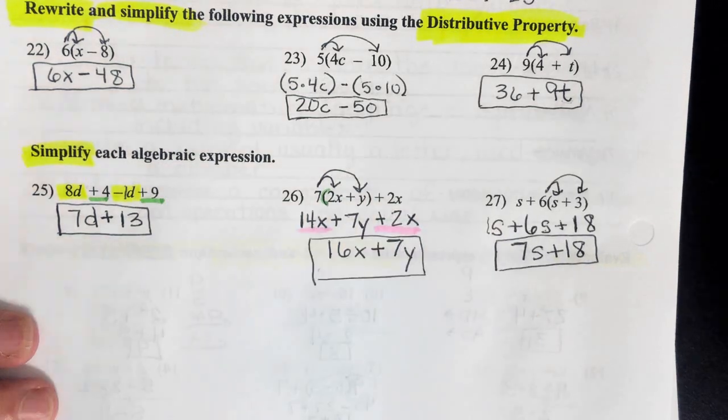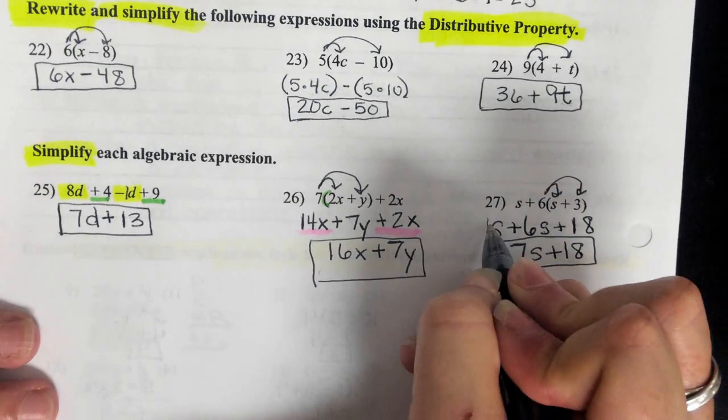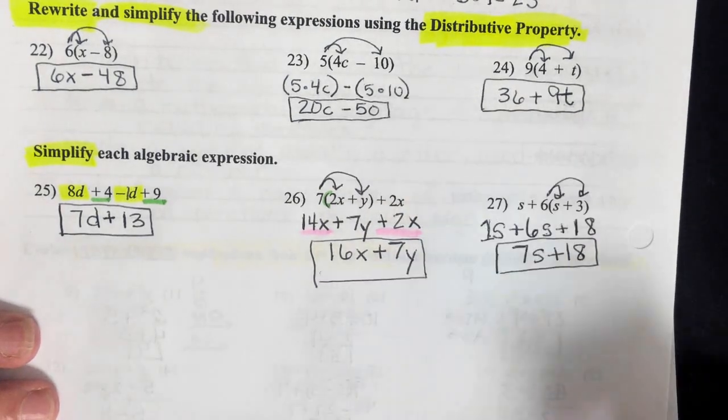That S just means 1S. Anytime you see a variable all by itself, just kind of think of it as a 1 with that variable.